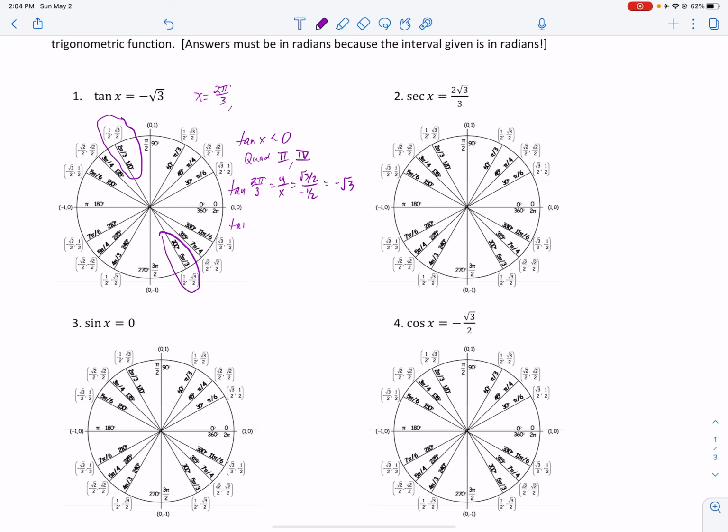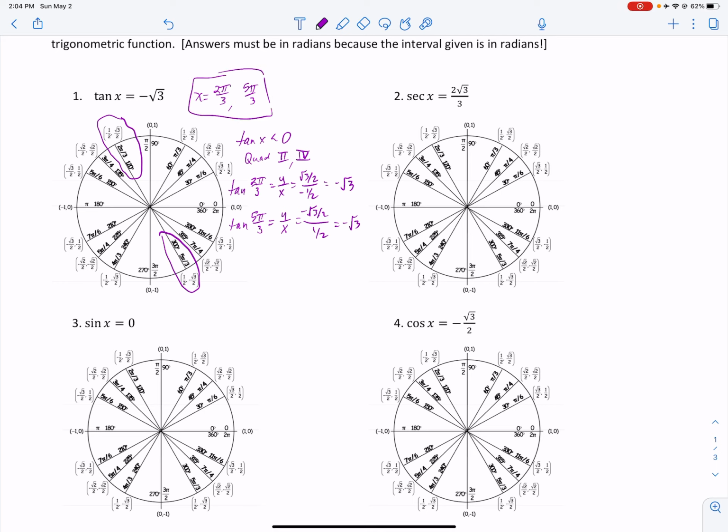Then in quadrant 4, we also have 5 pi thirds. And there the y over x is negative root 3 over 2, all over a positive 1/2. That also comes out to negative root 3. So therefore the other angle that will give you a tangent that's negative root 3 is 5 pi thirds. So those are your answers.